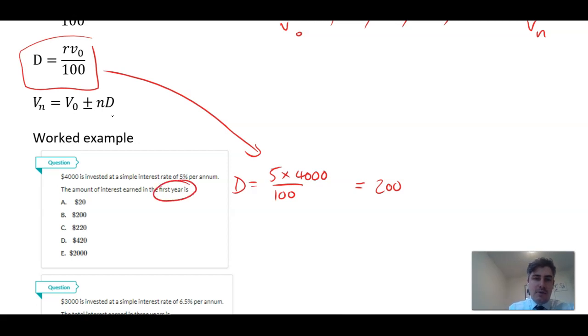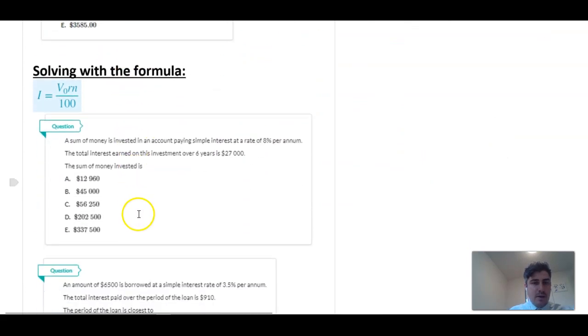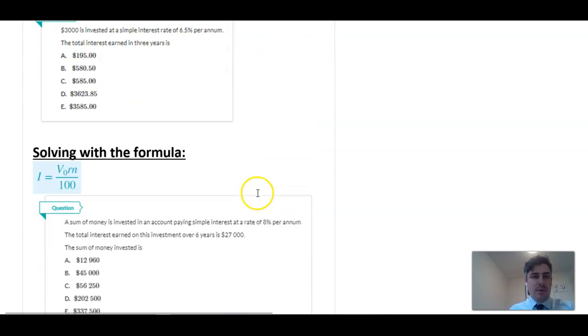Now they want to know in the first year. So the interest is equal to 200 times 1. Okay, so 200 times 1 gives us B. If we look at the next question, it's very much the same, so I won't go through that one. You can do that one yourselves.